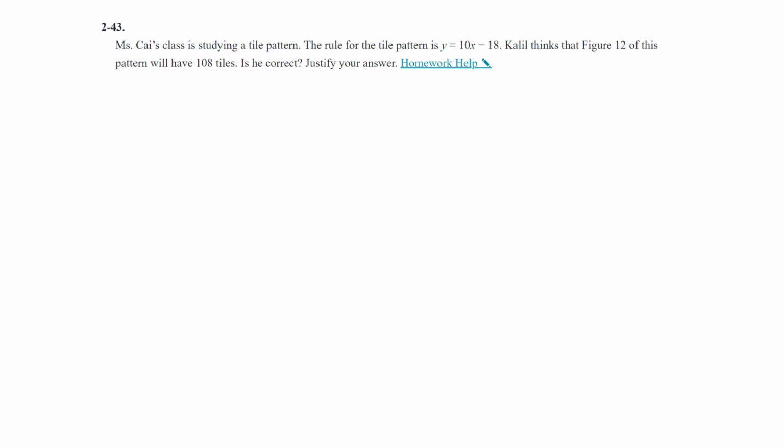Well, because we have the equation, we can figure out any figure number that we want by plugging it in for x. Remember, x is your figure number.